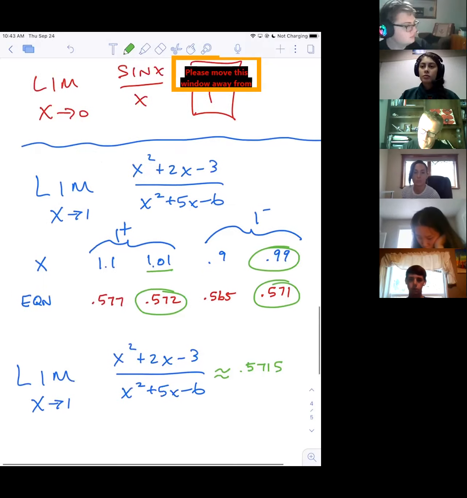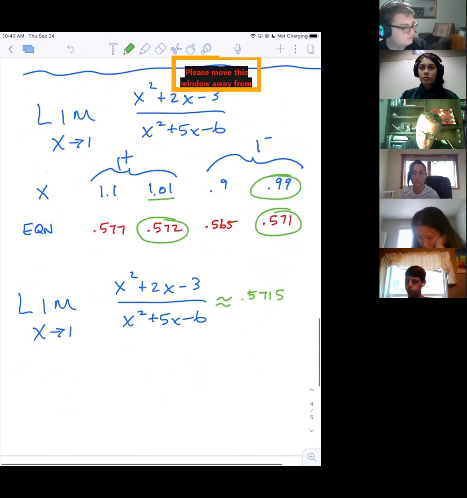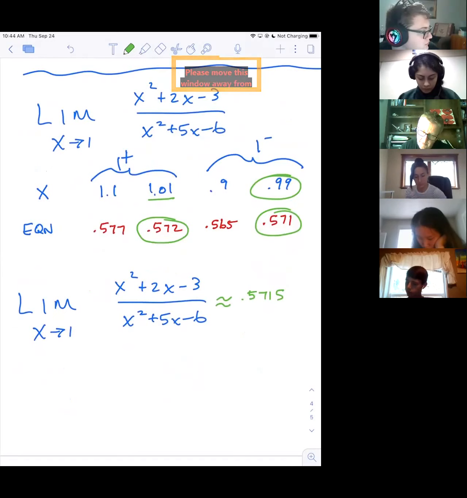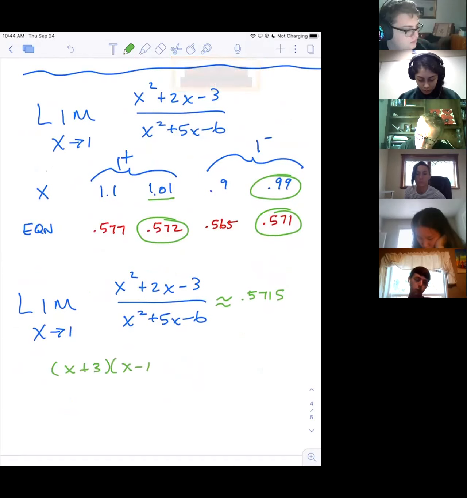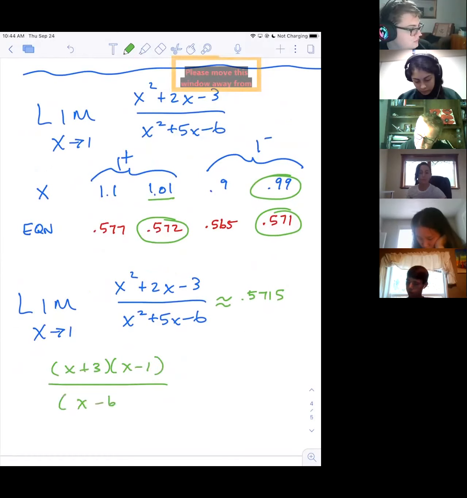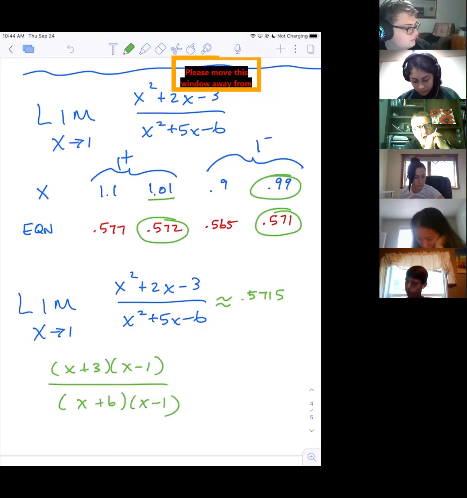So let's take a second and factor this. Again, because I've made this to be nice and easy, this turns out to be factorable. In other words, doesn't the top factor to x plus 3, x minus 1? And doesn't the bottom factor to x plus 6, x minus 1? Why is that particularly wonderful that it factors to that? Because the x minus 1s cancel out.